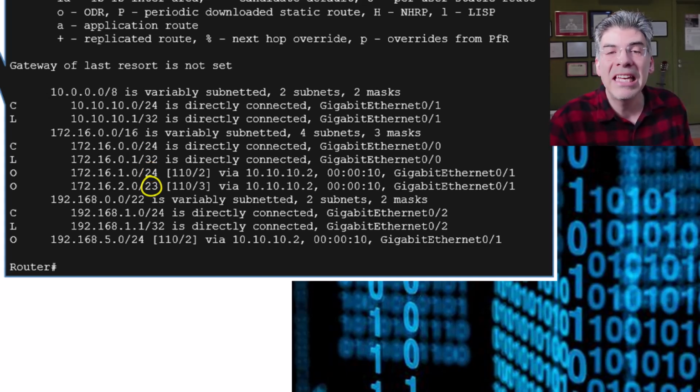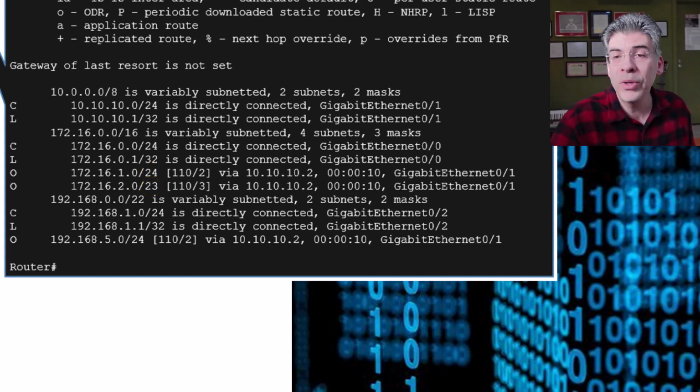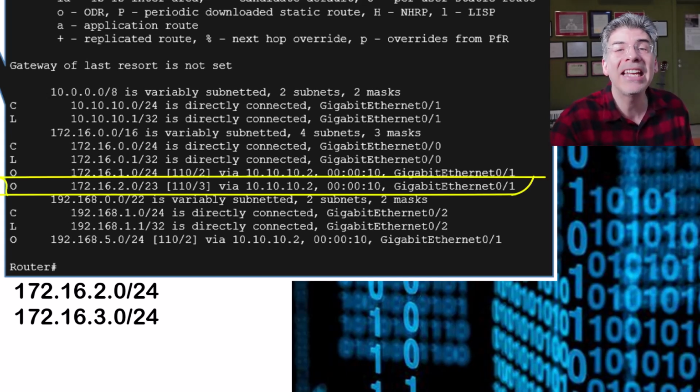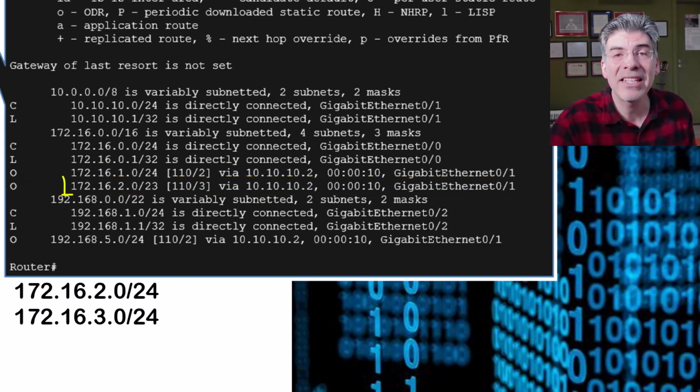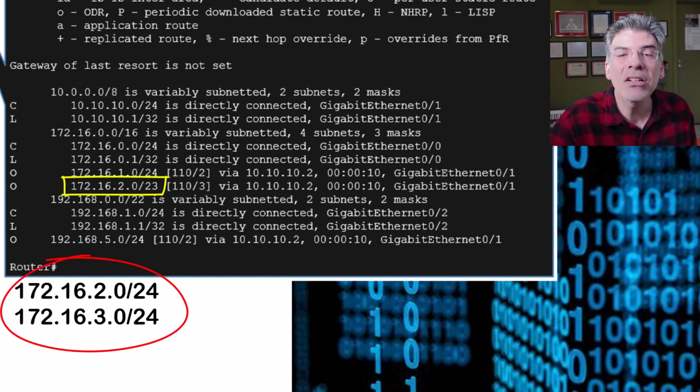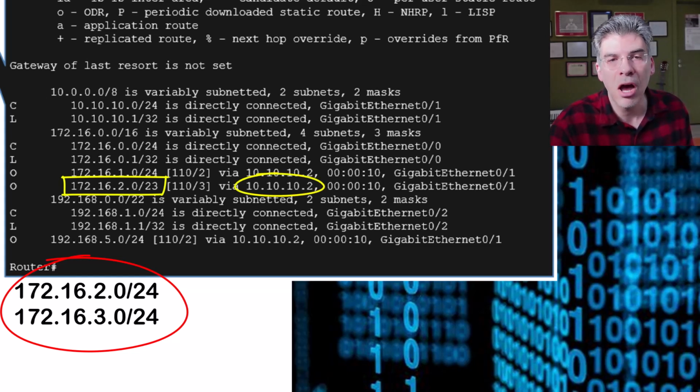Now, another thing we see here is an aggregated route. Although we don't see it explicitly in this routing table, we have subnets 172.16.2.0/24 and 172.16.3.0/24. Now, this here is an OSPF route, and it is an aggregated route. This is because 172.16.2.0/23 encompasses both of these networks. So only a single entry needs to be assigned for both of these networks, assuming that both can be reached with this particular next hop.